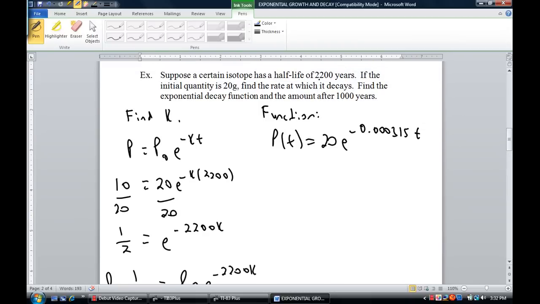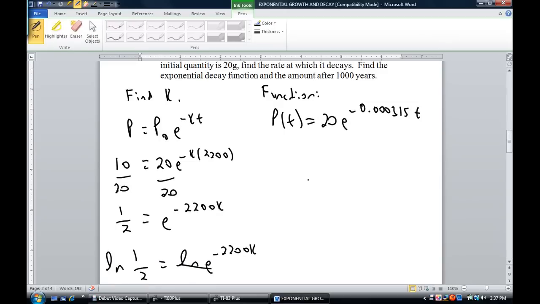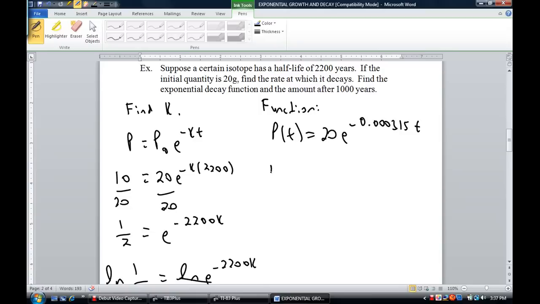Once again, it takes 2,200 years for 20 grams to become 10 grams. So for 1,000 years, it hasn't decayed to 10 grams yet. So our answer should be between 10 and 20. Let's substitute our values into the problem. In this case, our t is 1,000 years, so P equals 20 e to the negative 0.000315 times 1,000.